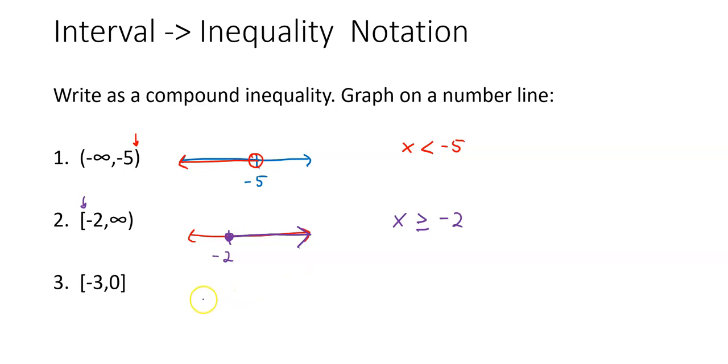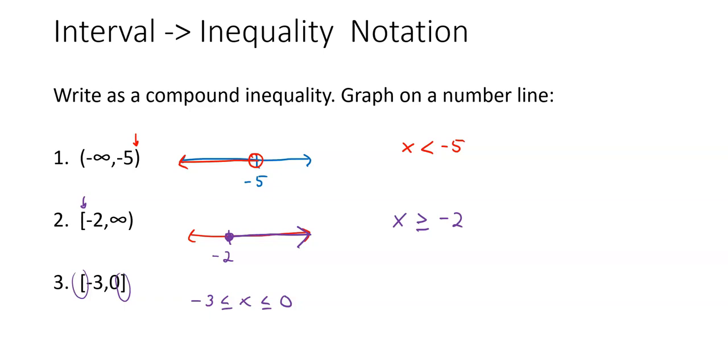The last one is kind of simple because it includes both endpoints. So we're going from -3 up to and including 0. So you notice both of these had brackets, a bracket over here and a bracket over there. So that's why we say greater than or equal to -3 and less than or equal to 0.